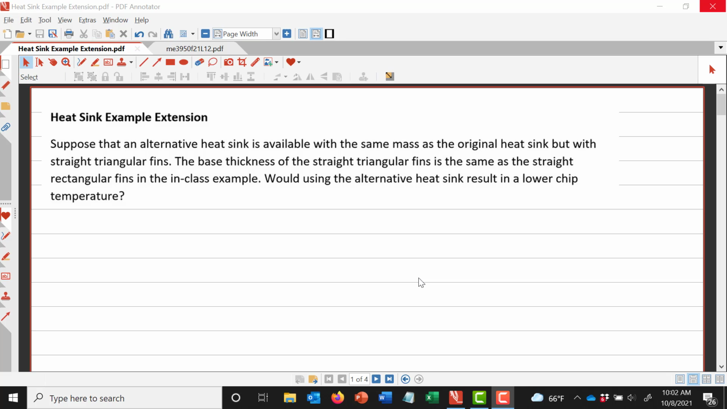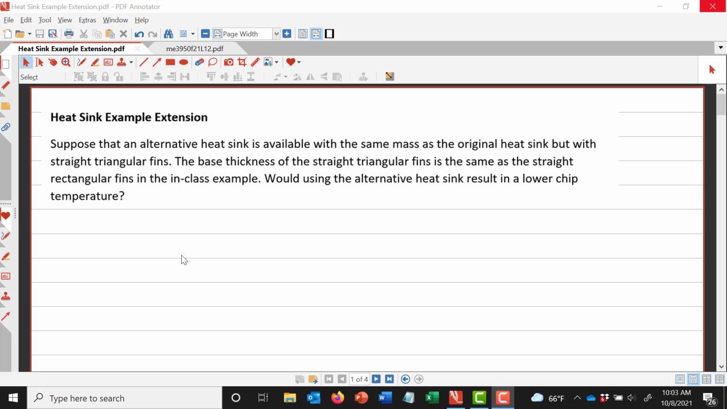Hi everybody, here's an extension to the heatsink example we did in class earlier this past week. Here's the problem statement. We have our heatsink and we put it on top of a computer chip, and we saw that the presence of that heatsink lowered the temperature of that chip.